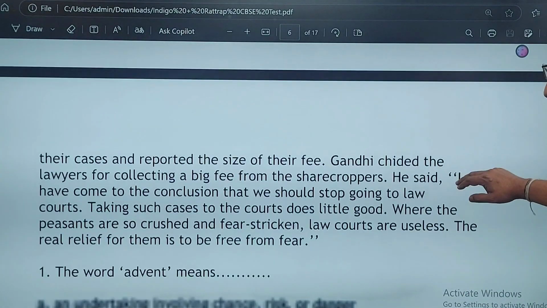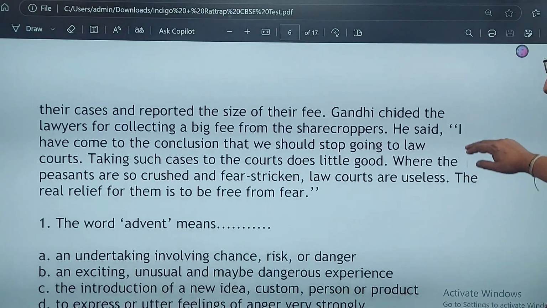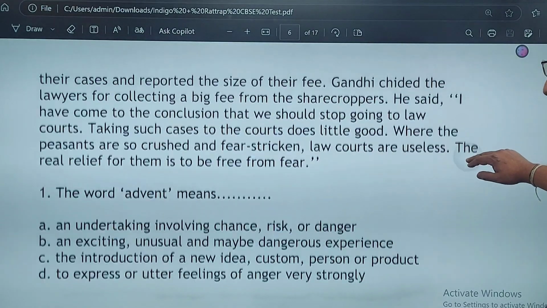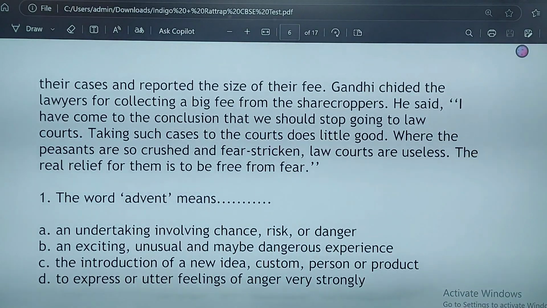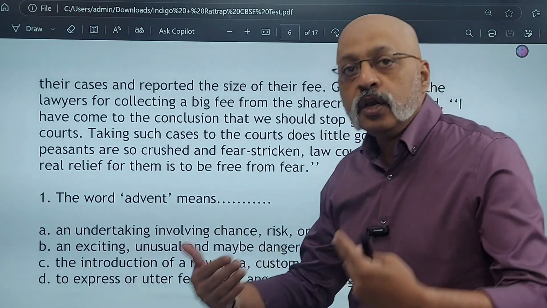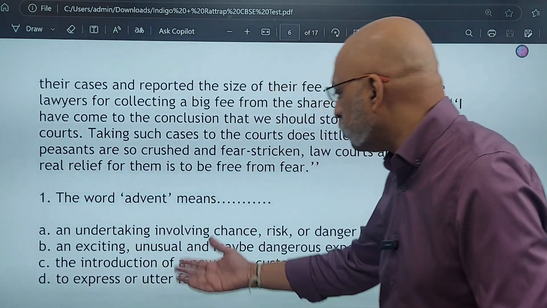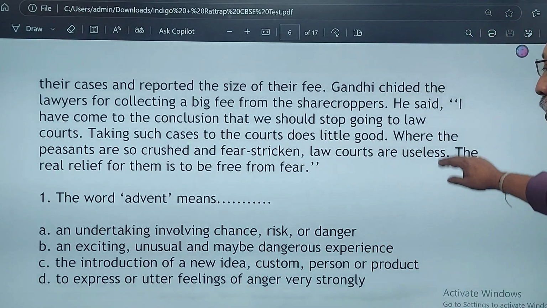Okay, chalo. The word advent means an undertaking involving chance, risk, or danger, an exciting, unusual, maybe dangerous experience. The introduction of a new idea. Advent means something new. You're starting something new. So the introduction of a new idea.